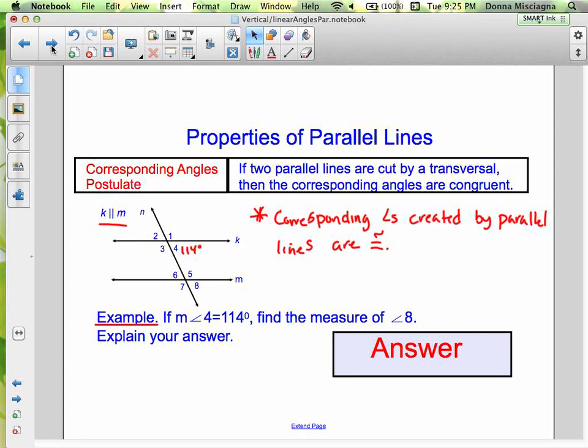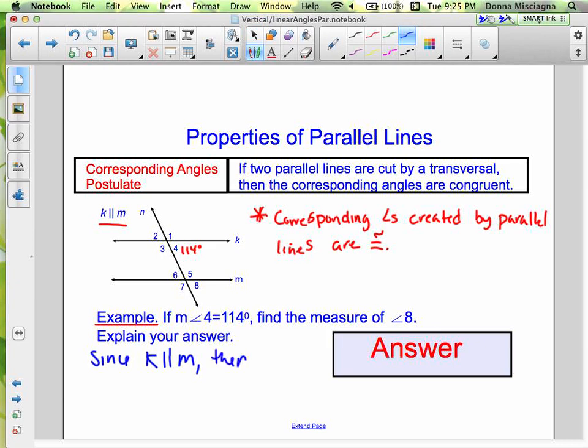Right, so properties of parallel lines, corresponding angles postulate. If parallel lines are cut by a transversal, then the corresponding angles are congruent. So corresponding angles created by parallel lines are always going to be congruent. So if the measure of angle 4 is 114 degrees, we want to find the measure of angle 8. Well, since line K is parallel to line M, then the corresponding angles are congruent. And notice 4 and 8 are corresponding angles. They're on the right side of the transversal. They're both below a line.